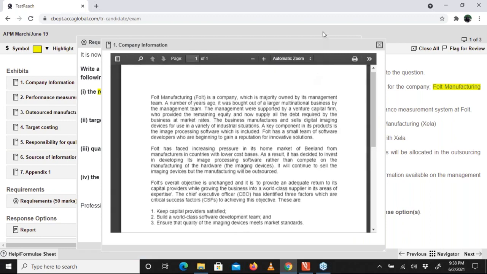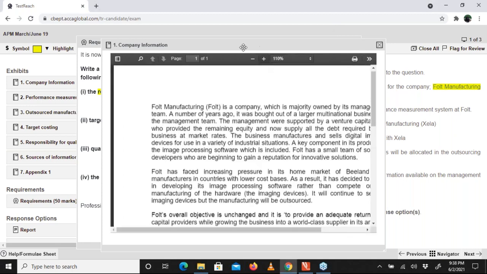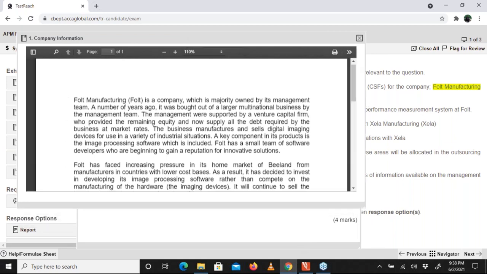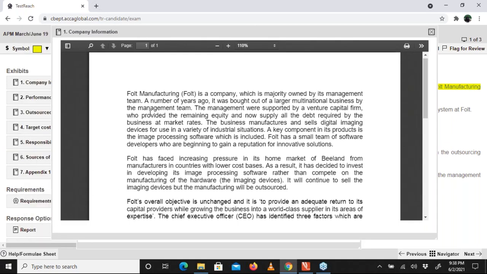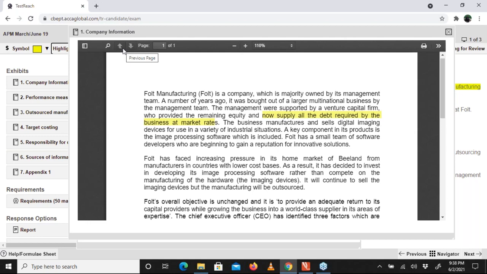When I talk about the company information, it says Fault Manufacturing is a company which is majority owned by its management team. A number of years ago, it was bought out of a larger multinational business by the management team. The management team were supported by a venture capital firm who provided the remaining equity and now supply all the debt required by the business at market rates. So the venture capital company supplies all the debt that is required, whatever the amount of loan that you need, they're going to supply it to you, but at the market rate.